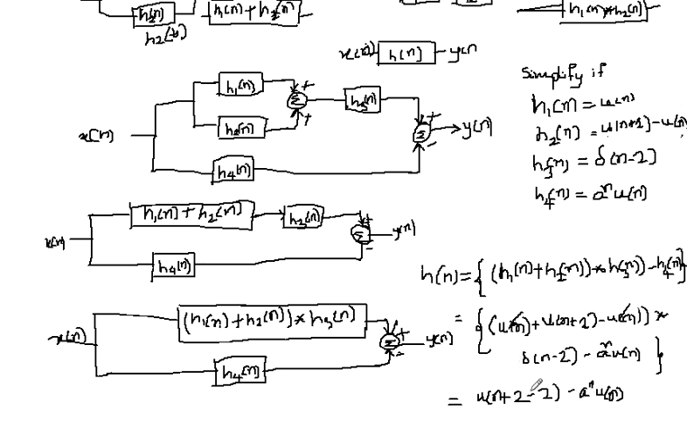Now u of n plus 2 minus 2 will give u of n signal itself, minus a raised to n u of n. So from this we can take up u of n common, and the answer can be written as 1 minus a raised to n u of n. We can see the next problem.